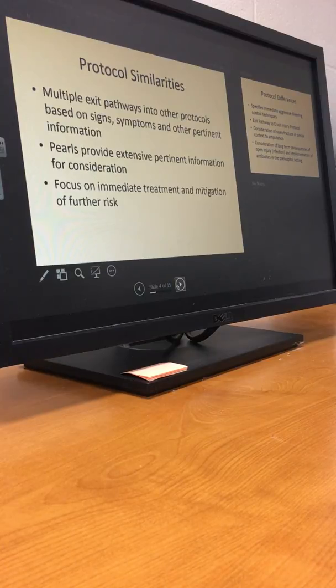Consideration of an open fracture in the new protocol is in a very similar context to amputation, treated in many of the same ways. Also, there is more of a consideration of long-term consequences of an open injury, including open fractures and amputations. The long-term consequences of infection and the beginnings of the implementation of antibiotics in the pre-hospital setting.